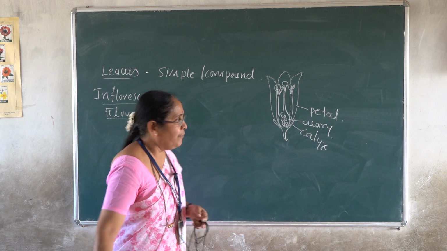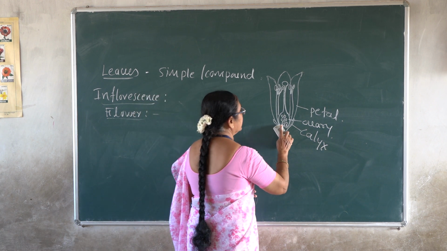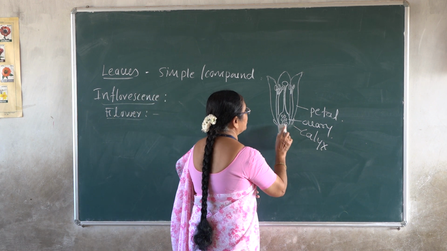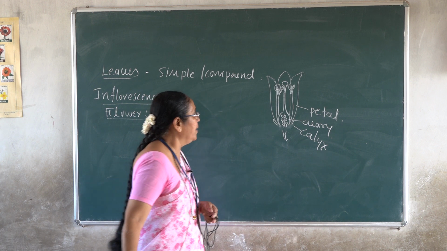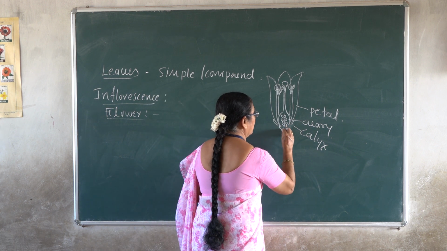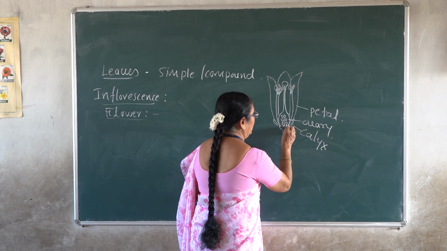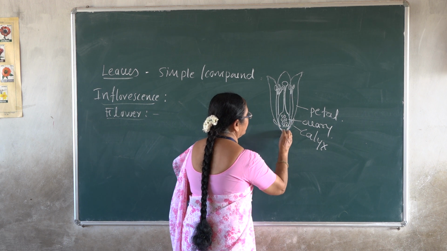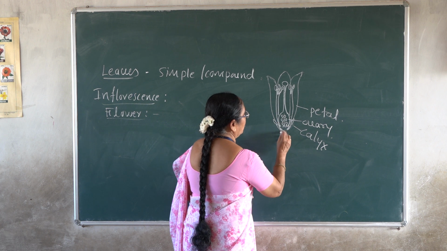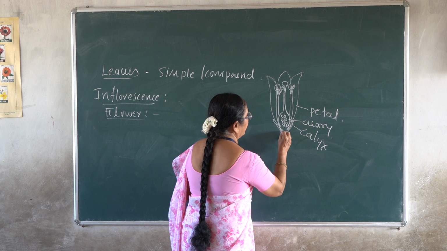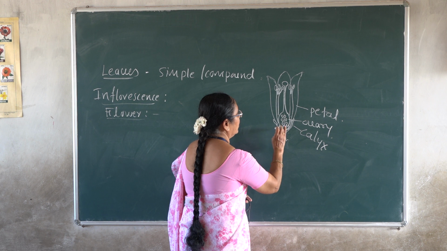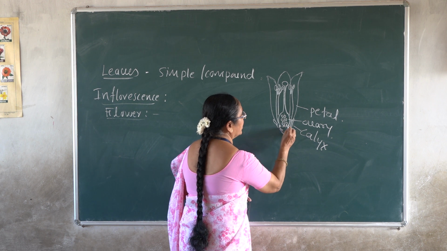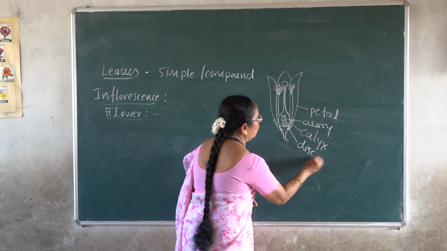One important thing I forgot to draw here in LS is the presence of a cushion-like disc below the ovary. It's a very important part of the flower. This is the cushion-like disc. Outside the disc comes the corolla, and outside the corolla, this is the sepal. Now this is the cushion-like disc below the ovary.